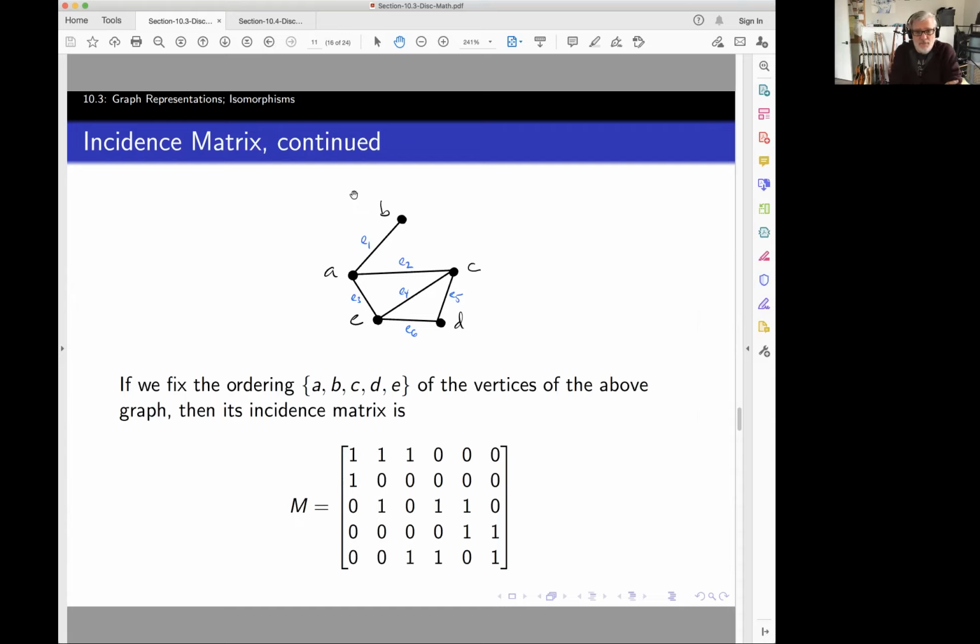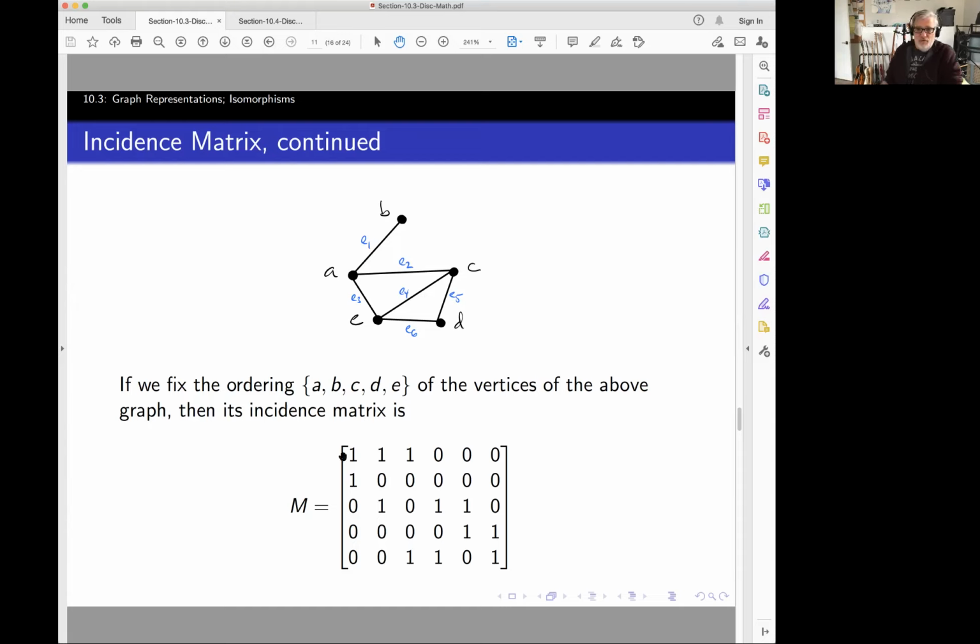So here's an example. It's my same graph, but this time I'm going to look at the incidence matrix. So the rows correspond to my vertices. I've ordered them the usual way, A, B, C, D, E. But now the columns correspond to edges. So I've chosen an ordering of the edges. I call them E1, E2, E3, E4, E5, E6, right? You're going to get a different matrix if you choose a different ordering. But here, this is the ordering I chose.